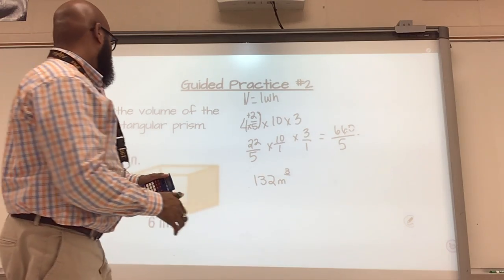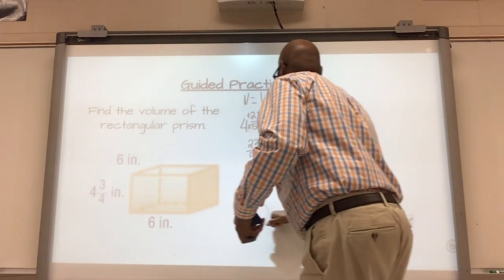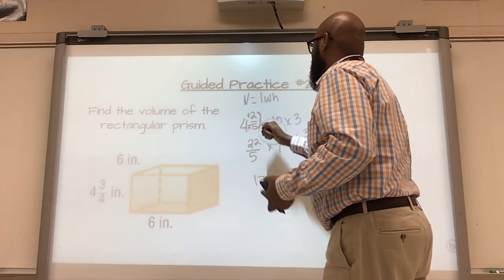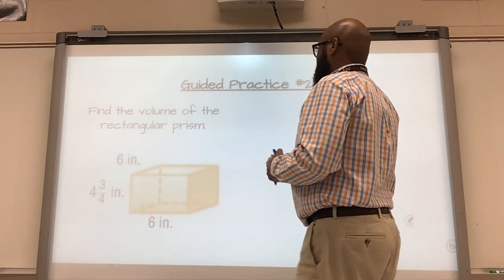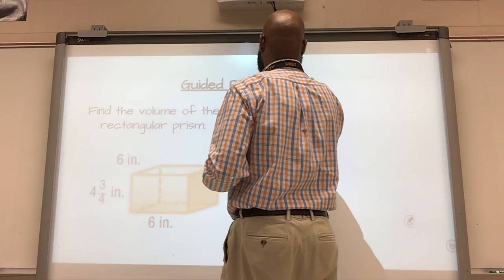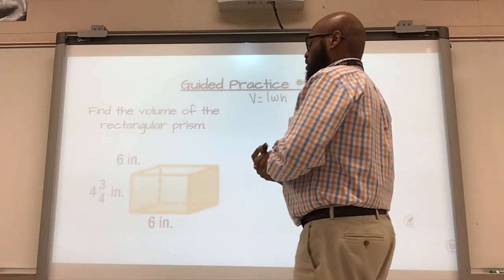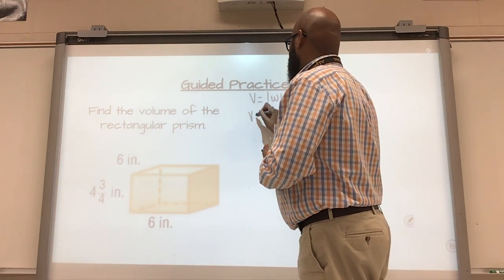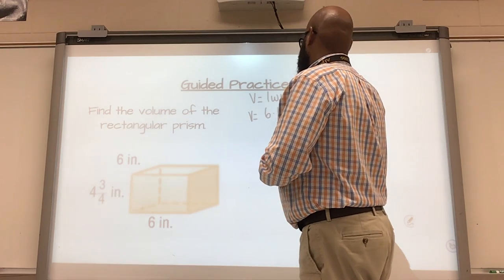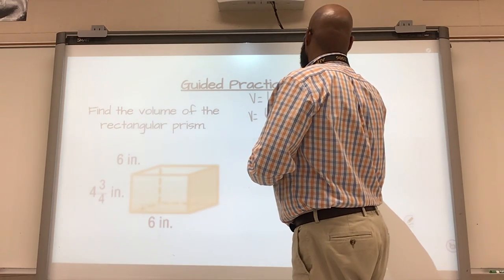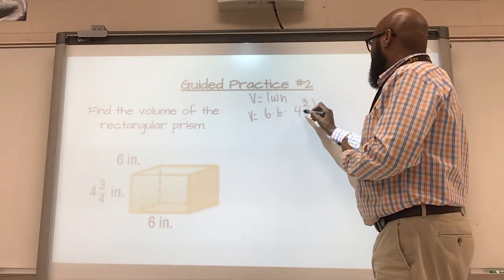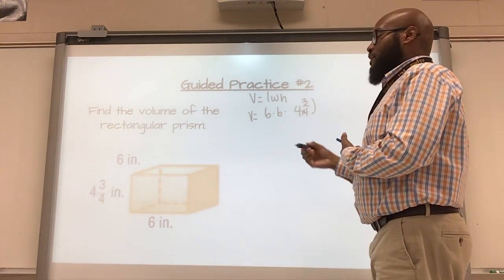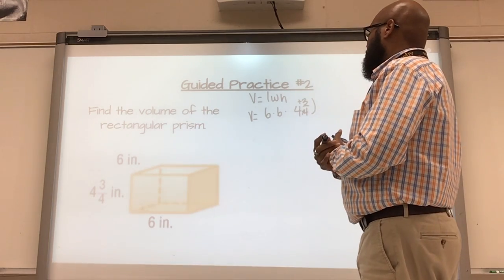Our next problem, we're going to follow our same formula, length times width times height. So we're going to take 6 times 6 times 4 3/4. We've got to do our backward C. 4 times 4 is 16, plus 3 equals 19.